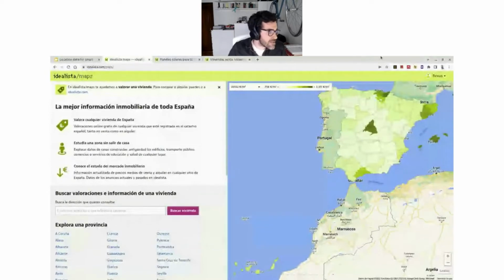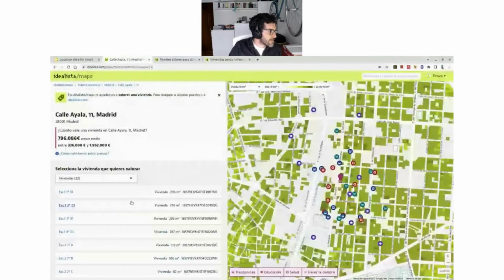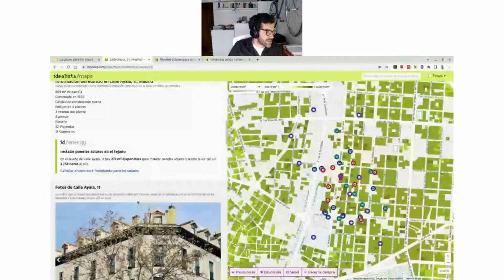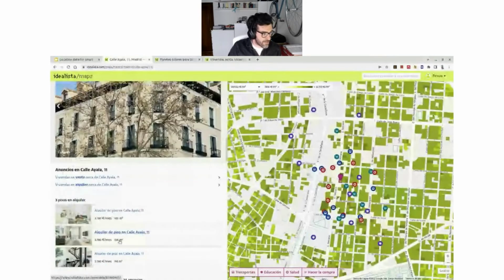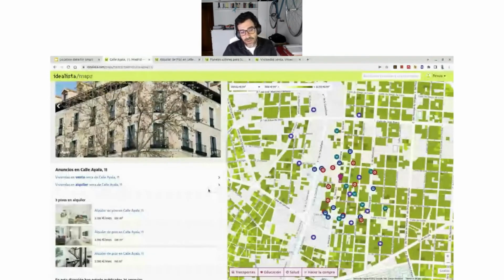People are usually using it in, if we go back to Calle Ayala, number 11, for instance, we can see here that besides all the information about the building, we have some pictures and things like that, but we also have information about the ads that are currently listed in Idealista. For instance, you could go here and check this flat, and you could compare the price with the estimation we're providing to you.